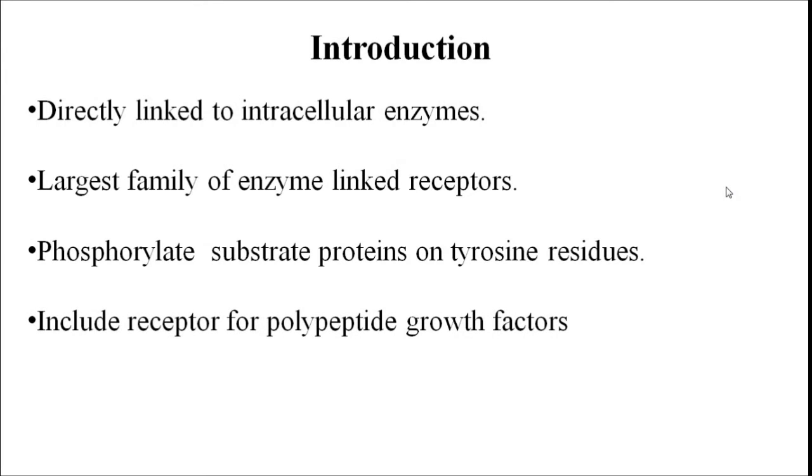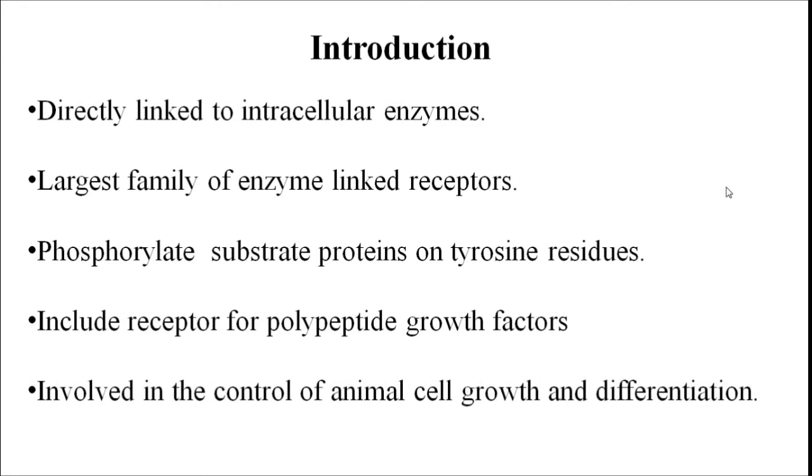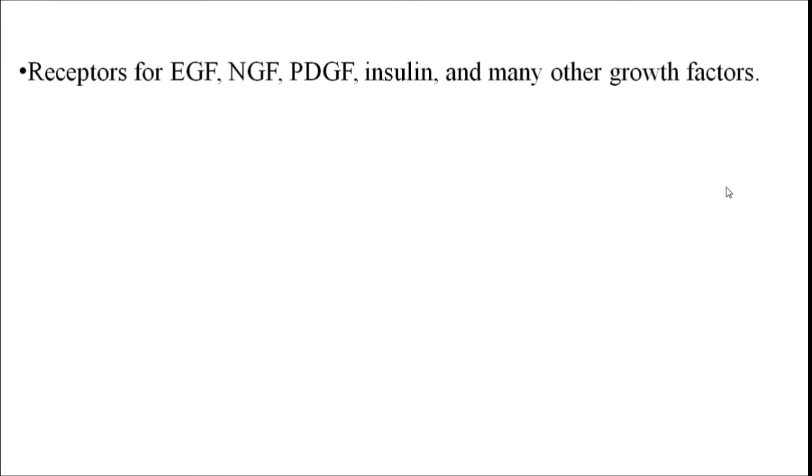Now, the receptor tyrosine kinase family includes receptors for polypeptide growth factors, and they are mainly involved in the control of animal cell growth and differentiation. So, the ligands for these receptor tyrosine kinases are EGF, epidermal growth factor, NGF, nerve growth factor, PDGF, platelet derived growth factor, insulin, and many other growth factors.